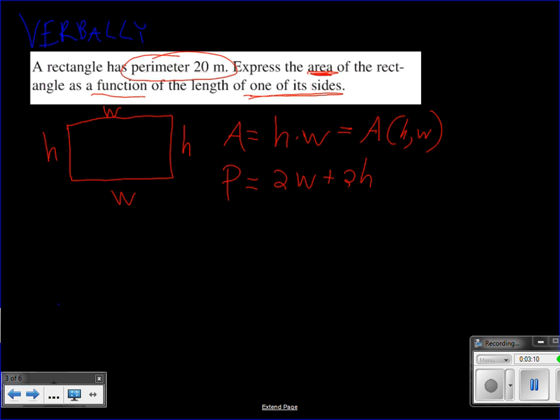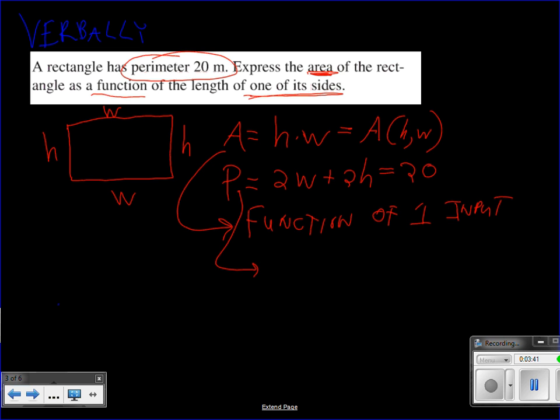So one of the sides, that means I need a single variable. I need a function of one input. Let's call it an input. Okay, so what are we going to do here? We'd say, oh, what's the perimeter? The perimeter is 20. I could do a little bit more with this, and I could divide both sides by 2. How about that? I'd say W plus the height, width plus the height has to be equal to 10.